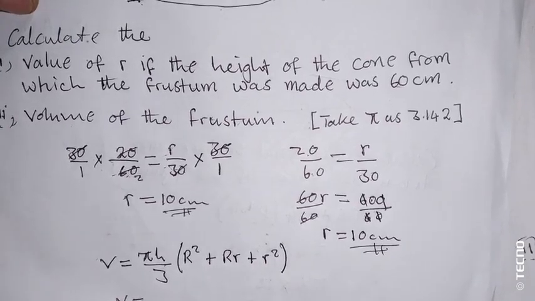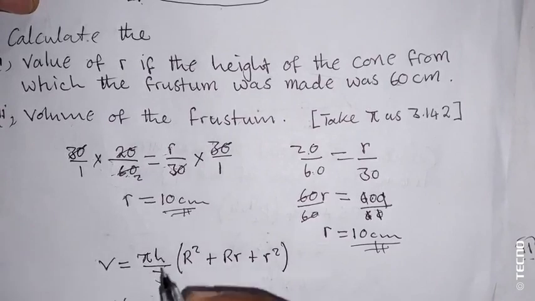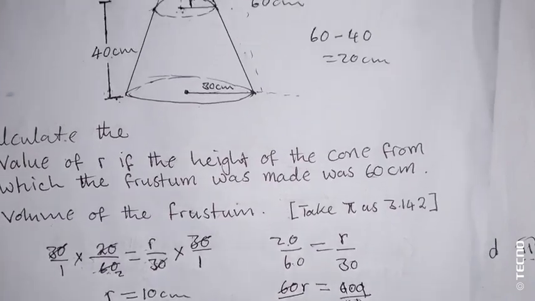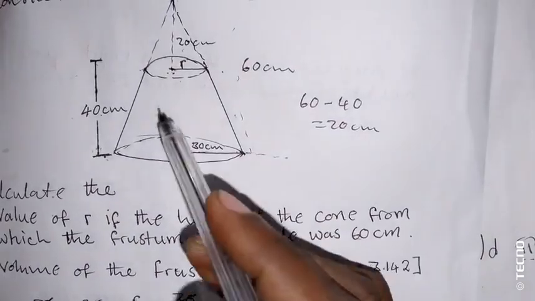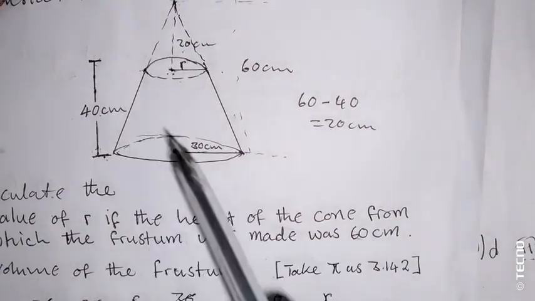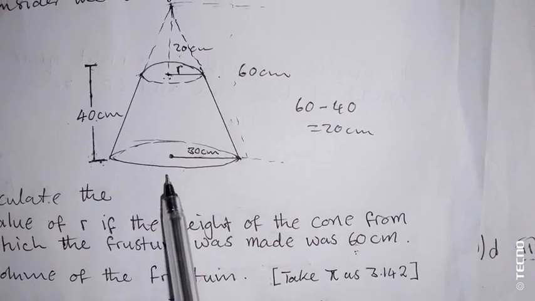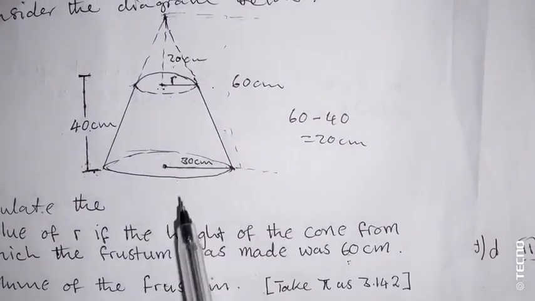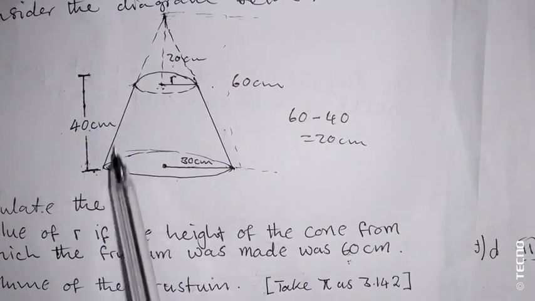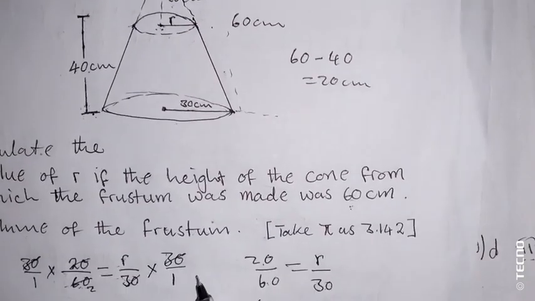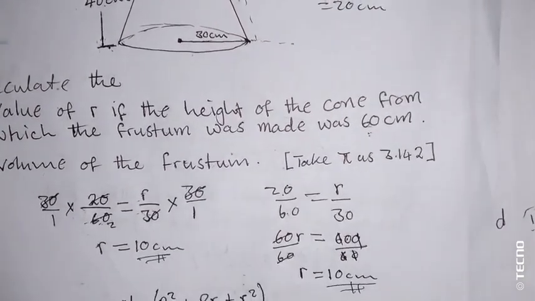So V is equal to there our height. Here now the height that we are going to use, since it's a frustum, is 40. We are not going to use this 60. We can only use 60 if we want to find the volume of the whole cone. Here it's just the frustum up to this level. We are going to use a 40 height.